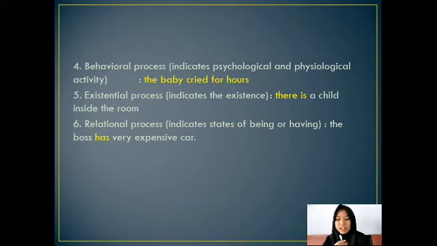The next one is existential process, used to indicate the existence. For example, there is a child inside a room. The word there is used to indicate the existence of the child inside the room which belongs to existential process. And the last one is relational process, used to indicate status of being or having. For example, the boss has a very expensive car. The word has here indicates the having of an expensive car by the boss, which belongs to relational process.